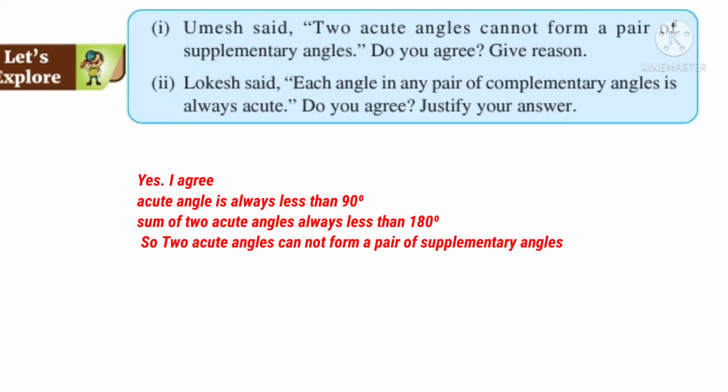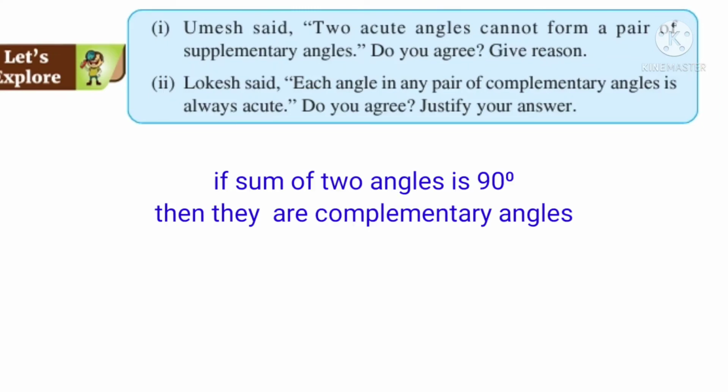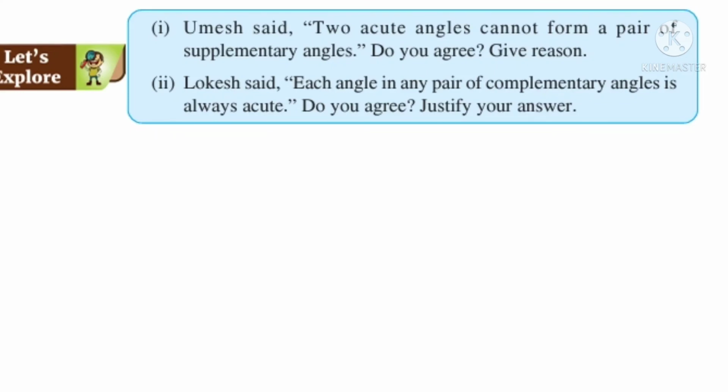And the second question. Lokesh said each angle in any pair of complementary angles is always acute. Do you agree? Justify your answer. Complementary angles means if the sum of two angles is 90, then they are complementary. Here they are saying each angle in any pair of complementary angles is always acute. Yes, they are less than 90. Only by adding the two angles are we getting 90, so both are less than 90. So here is the solution we can write.